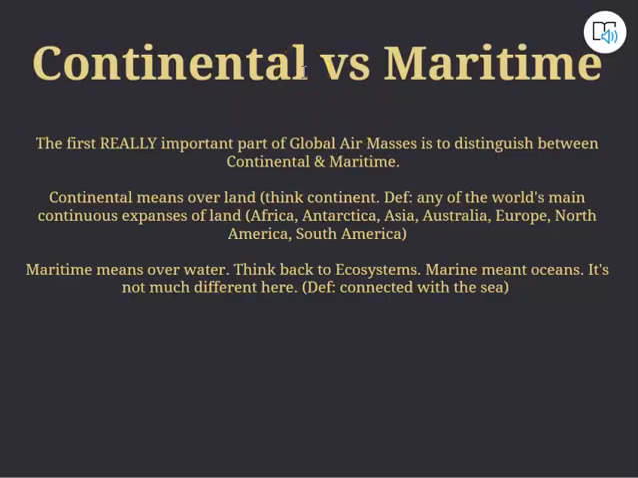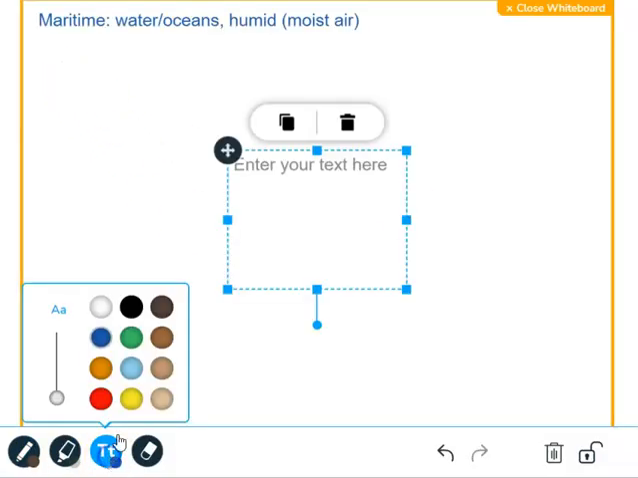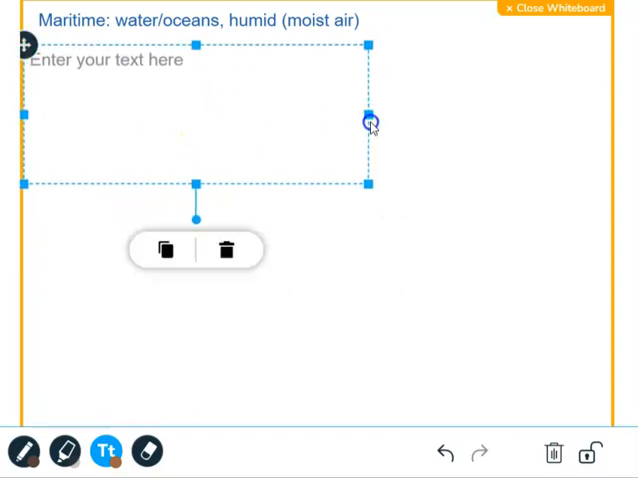Continental. When I say the word continental, I see the word continent in there. What do you think continental has to do with? Continental has to do with land. So when I come back in here and open up a new one, I'm going to write that in brown, because when I think of land, brown is the color I think of. Because of the dirt. Continental has to do with land.